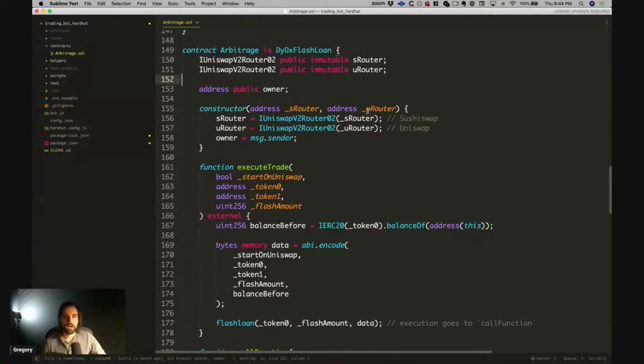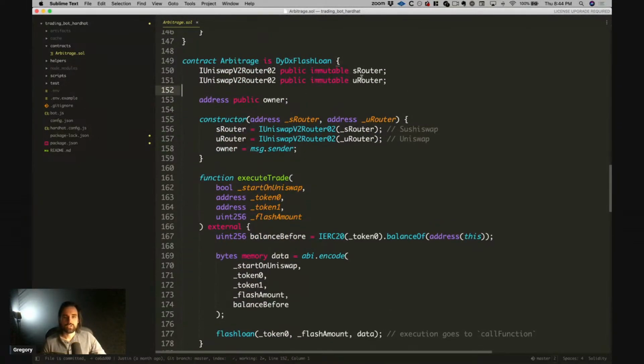And then inside of here, we essentially keep the addresses for the Uniswap router and the Sushi Swap router. Now, again, remember I said that the Uniswap router and the Sushi Swap router for version 2 basically work the same. So that's why we're using the Uniswap router version 2 for both: the Sushi Swap router, which is what S stands for, and the Uniswap router, which is what U stands for.